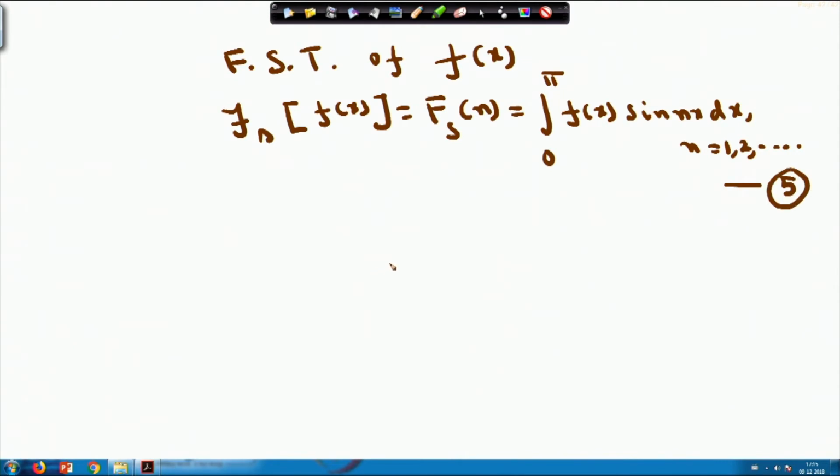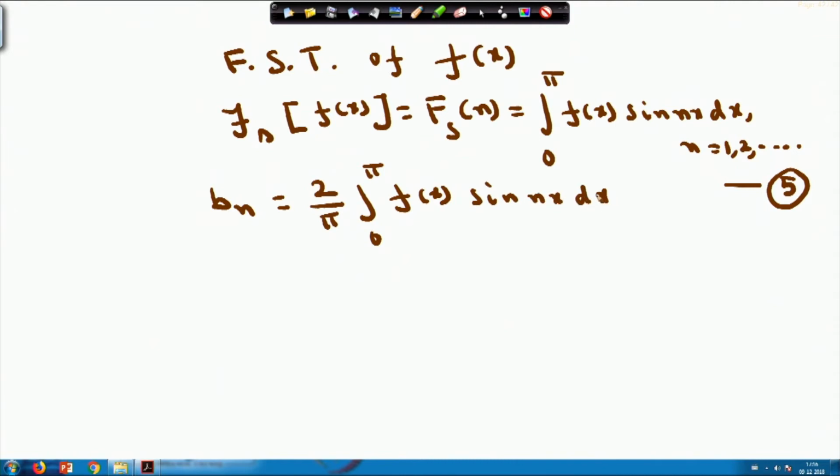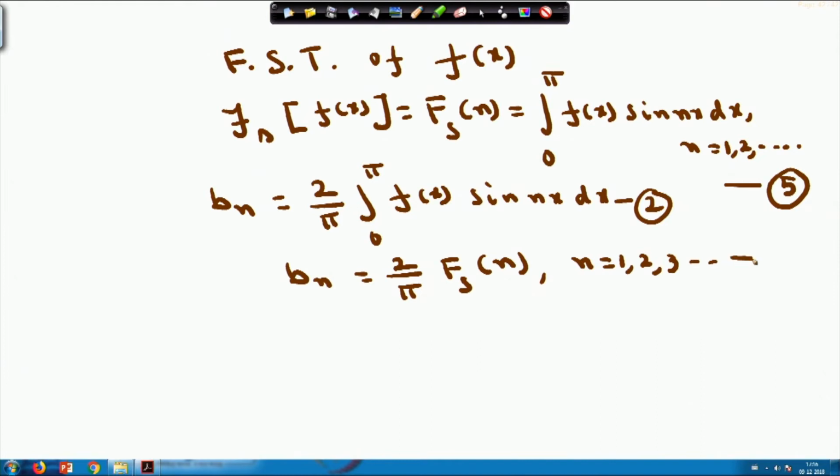If you compare equation 2 and equation 5, please see, your equation 2 was B n equals 2 by pi times the integral from 0 to pi of f x into sin n x dx. This was your equation 2. So, if I compare equation 2 and equation 5, then I can write B n equals nothing but 2 by pi into the Fourier sine transform of n, where n varies 1, 2, 3 like this.